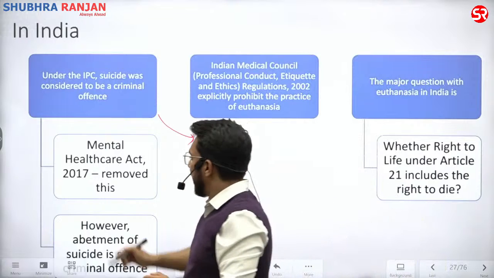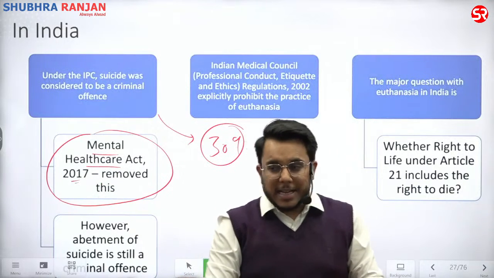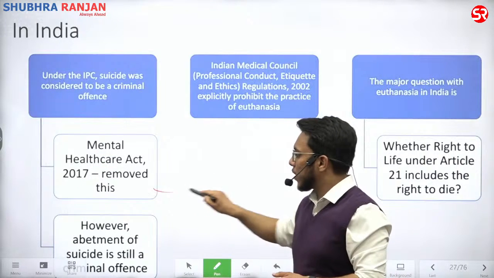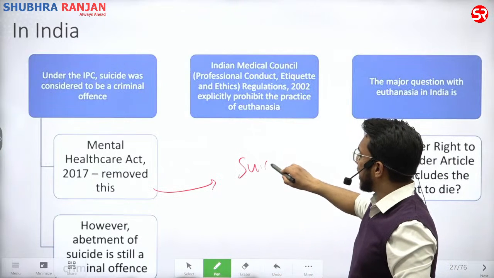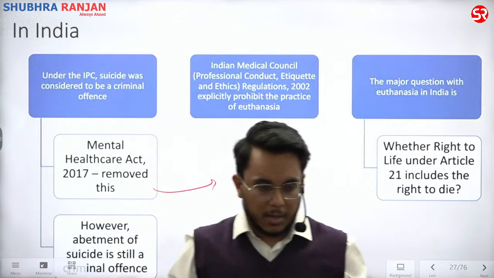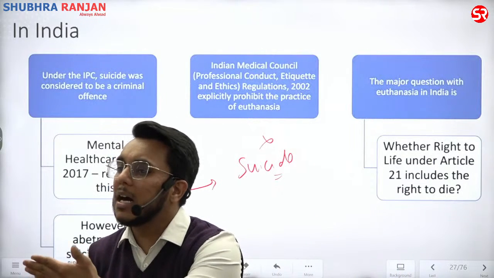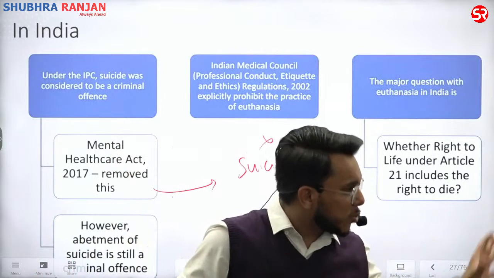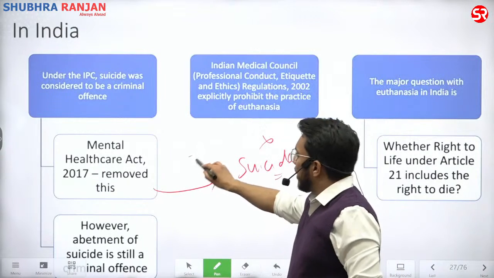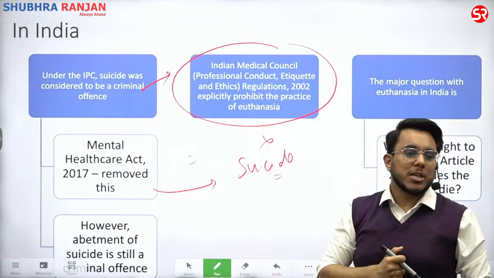But abhi aap samjho kya hua? Okay, in 2017, there was an important change that came. That is the Mental Health Care Act. By the Mental Health Care Act of 2017, what happened? Suicide got decriminalized. It was provided by the Mental Health Care Act that the people who are committing suicide, they don't deserve punishment. They need care. Are you getting it or not? So suicide should not be criminalized. So by that particular logic, the Mental Health Care Act was passed. Now, after that particular thing, there is also one more important regulation that we had in India.